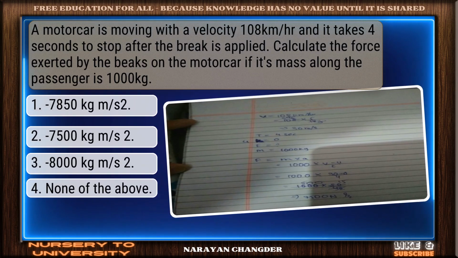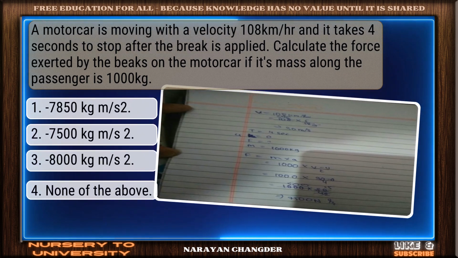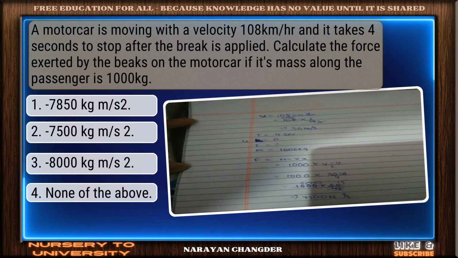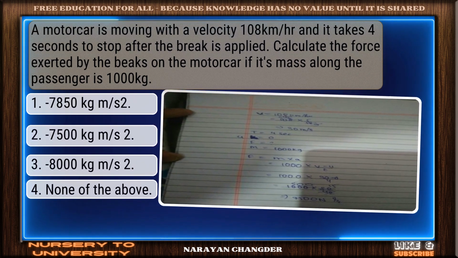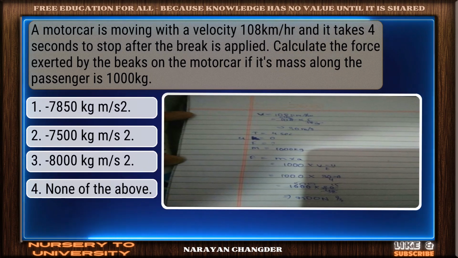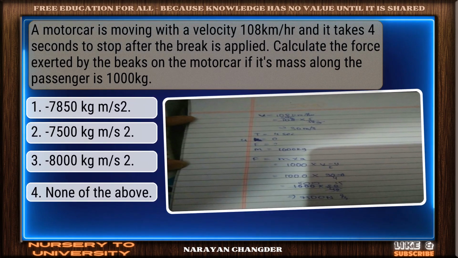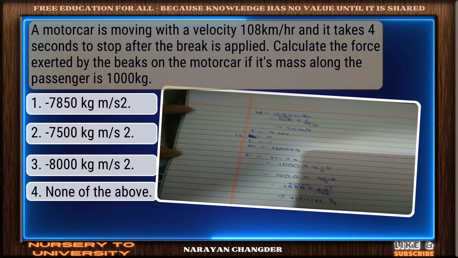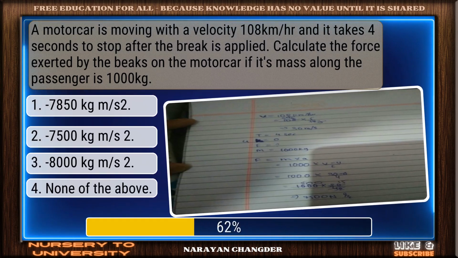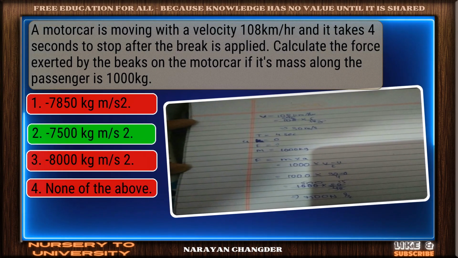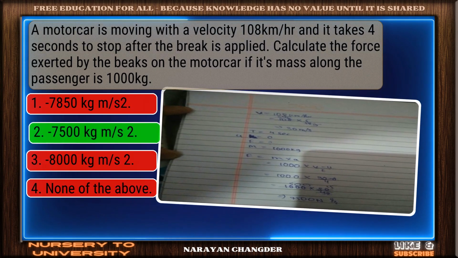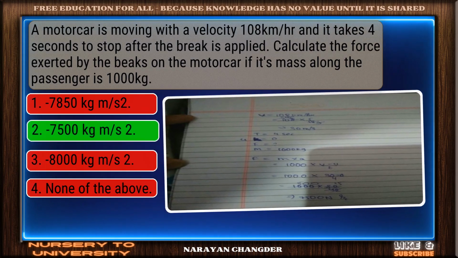Question number 10. A motorcar is moving with a velocity of 100 km/h and it takes 4 seconds to stop after the brake is applied. Calculate the force exerted by the brakes on the motorcar if its mass along with the passengers is 1000 kg. Right choice. 7500 is the best answer.